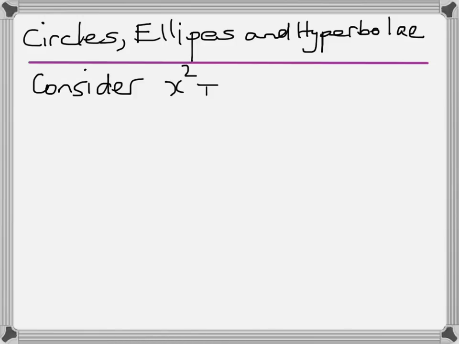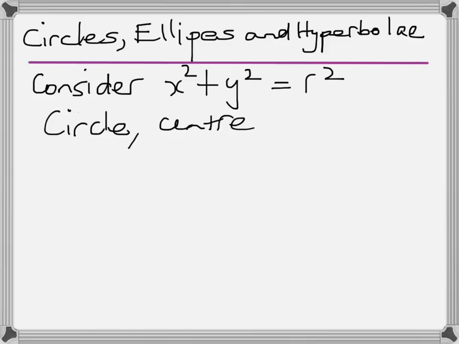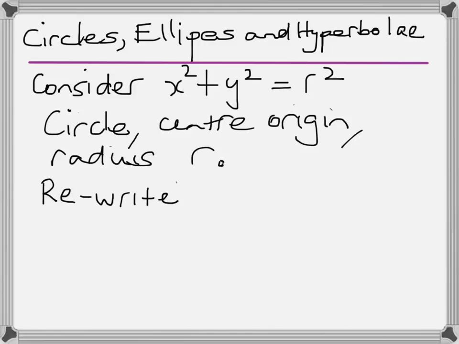Now I want you to consider the equation x squared plus y squared equals r squared. So what is that shape? Yes, it's a circle, and it has centre at the origin, and it has a radius of r. Now we're going to slightly rearrange that equation so that it looks a bit different to what you might be used to, as follows.